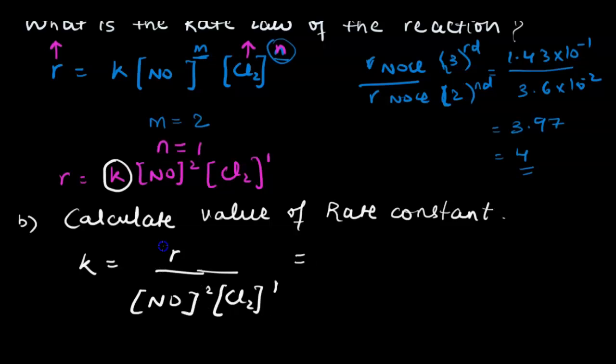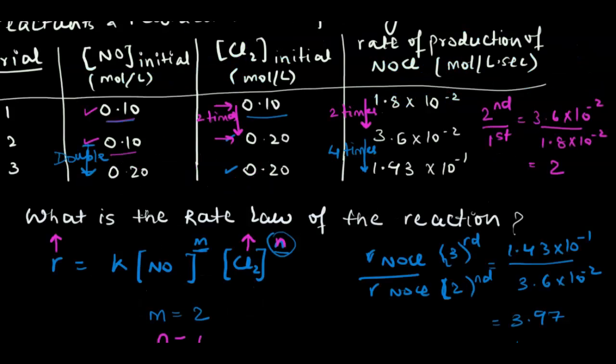Now to pick these values up, R, NO concentration and Cl2 concentration, you would have to go back to the table, and we can pick up any one of the trials for all of these 3 values. Make sure that you pick up only the same trial for all 3 values. You cannot pick up NO concentration from trial 1, Cl2 concentration from trial 2 and rate from trial 3. That is a completely no-no. Same trial for all the 3 values. So let's say we pick trial 1.